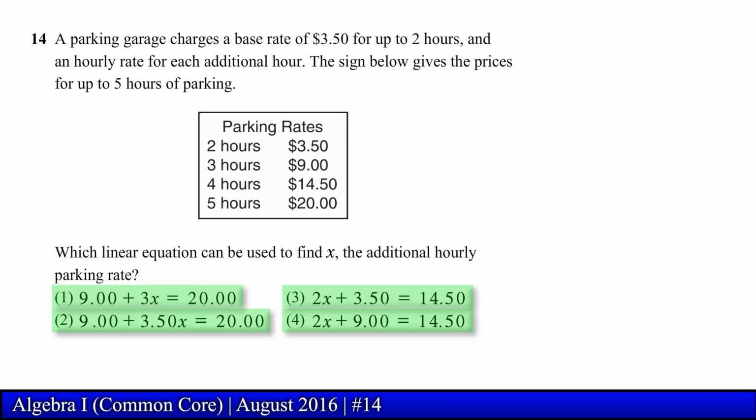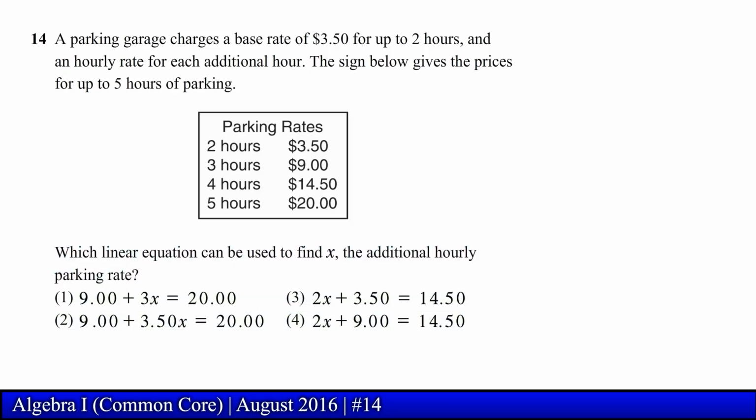In this problem, we need to determine which linear equation can be used to solve for the hourly rate charged after 2 hours. Notice that the parking garage charges a base rate of $3.50 for up to 2 hours. So if you stay for an hour less than 2, you will still be charged $3.50. If you happen to stay beyond 2 hours, then the parking garage will start charging you a parking rate for every hour after 2 hours.